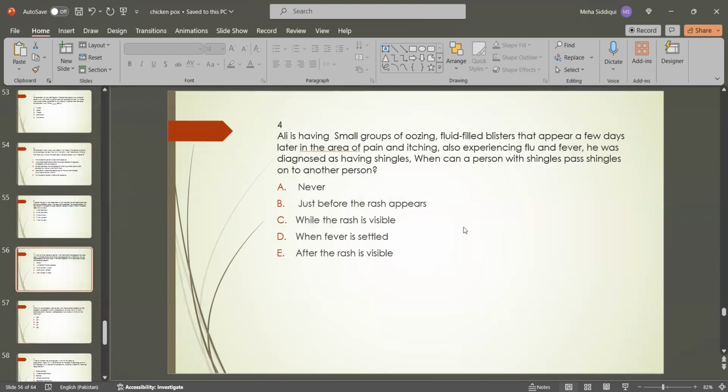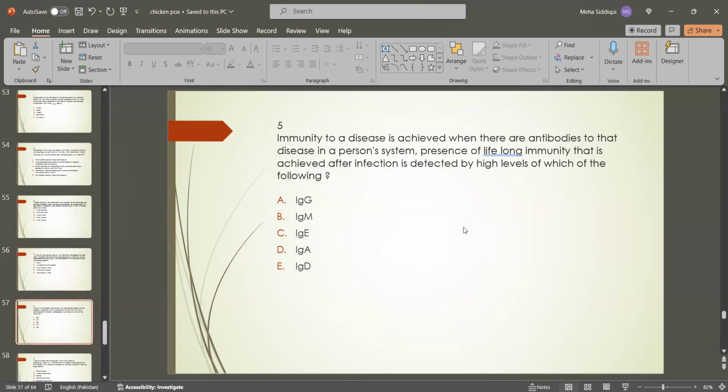MCQ number 4. Ali is having small groups of oozing fluid with blister appear a few days later in area of pain and itching, also experiencing flu and fever. He was diagnosed as having shingles. When can a person with shingles pass shingles on to another person? Never, just before the rash appears, while the rash is visible, when fever is settled, after the rash is visible. A is the right option.